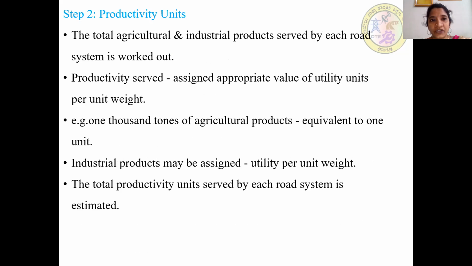Similarly, for productivity units, the total agriculture and industrial products served by each road system is worked out. Productivity served is assigned appropriate value of utility unit per unit weight. Example, 1000 tons of agricultural products will be equal to 1 unit. Similarly, industrial products may be assigned utility per unit. So total productivity units served by each system is estimated.